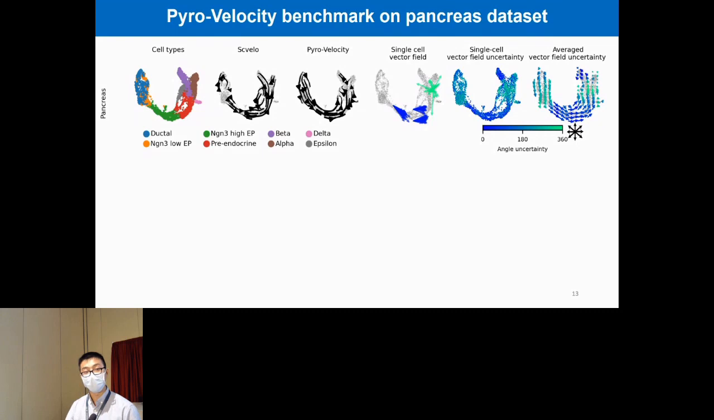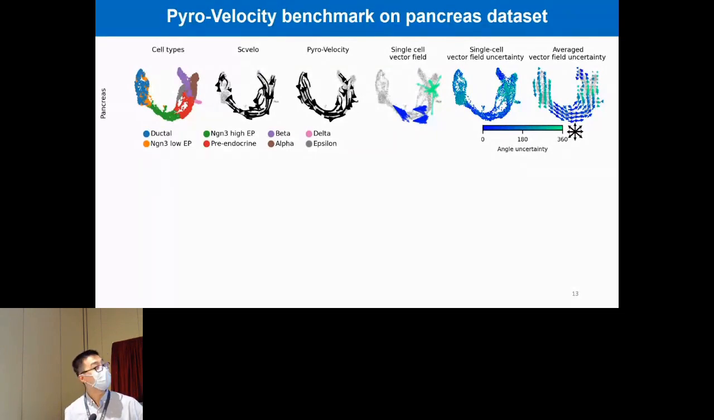So we try to develop 2 metrics based on circular statistics. The first circular statistic is called circular standard deviation. So 0 means it's quite confident, almost pointing in one direction. 360 means it's quite stochastic, can point to any direction. As you can see from the figure, the left one shows the individual cell level of the circular standard deviation. The right one shows the grid cell level of aggregation of the vector field.